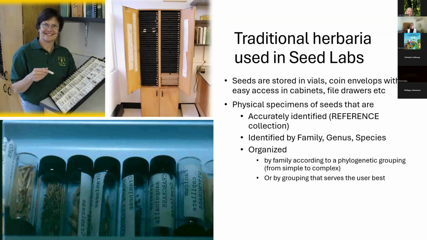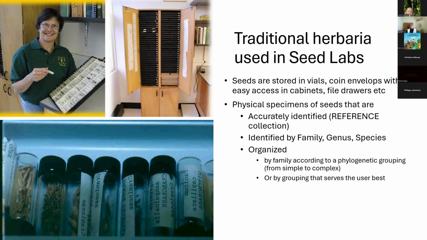They're accurately identified by family, genus, species, and they're organized maybe alphabetically, maybe according to a phylogenetic grouping, or maybe they're organized in a way that serves the user best. It's totally optional how they're organized, just so that they can be used as a reference.